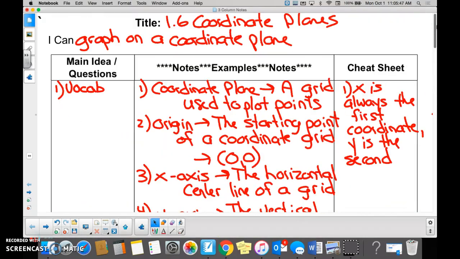1.6 coordinate plane. I can graph on a coordinate plane. Are we feeling comfortable with that? Yeah. Just for a show of hands, how many of you were comfortable graphing on a coordinate plane before we started the notes today? Awesome, good.